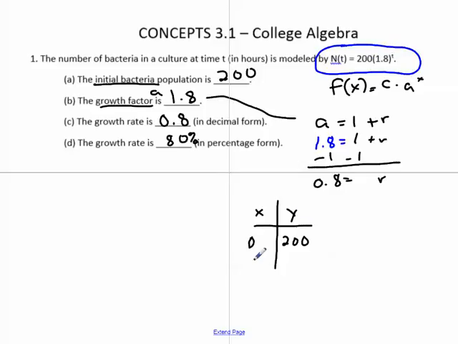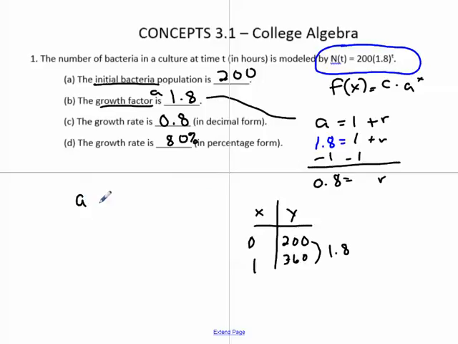And now if I put in x equals 1, I multiply 200 times 1.8 to get 360. That gives us our next value of 360. If we were given just the table, we could find out that our a value would be 360 divided by 200 equals 1.8.